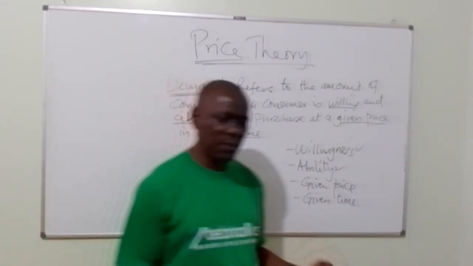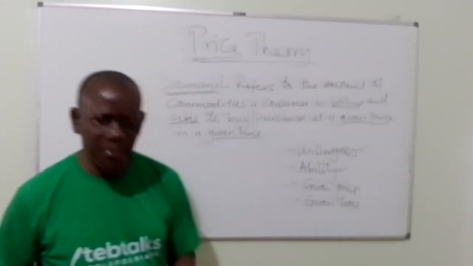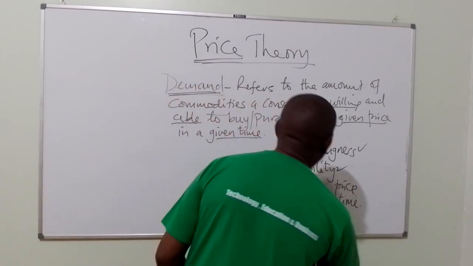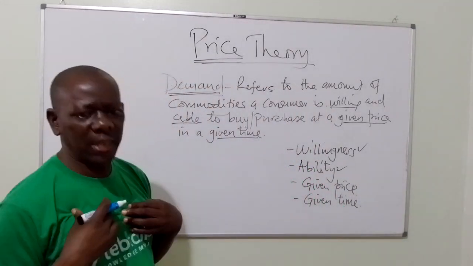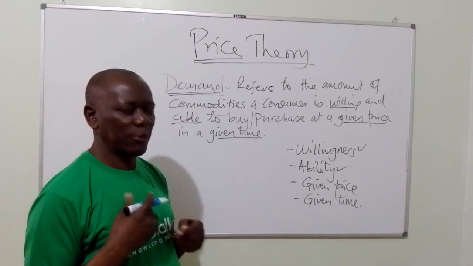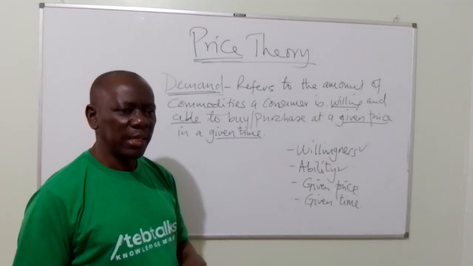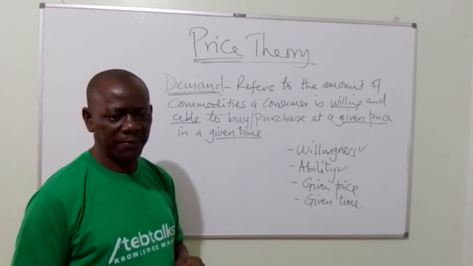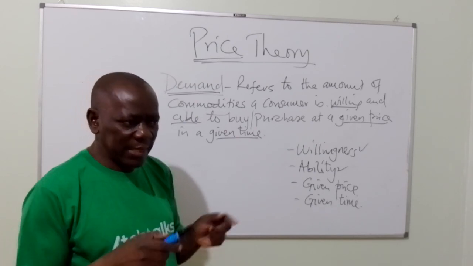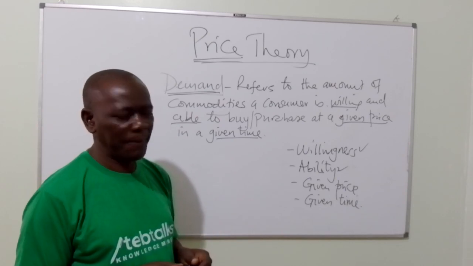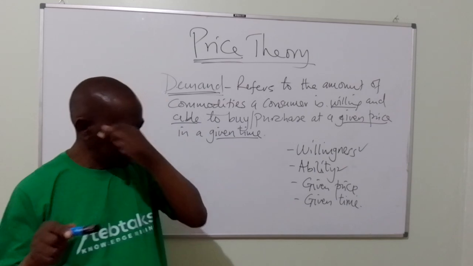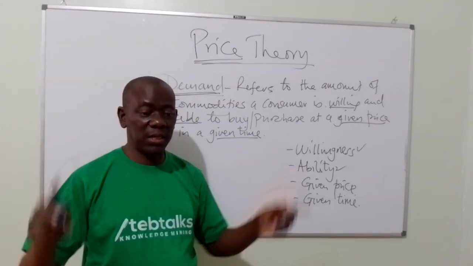You are willing, you are not able. You are not able to buy the commodities. But you have the heart which is willing. So in economics we say he is actually developing into a consumer person. He has the willingness, but he has no ability. That's why we told you that economics is interrelated.